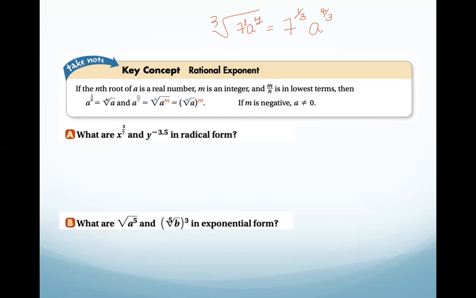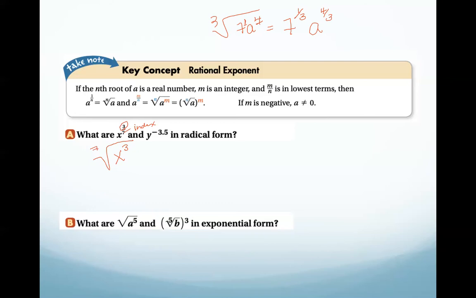So let's look at part A, x to the 3/7. The 3 is in the numerator, it stays in our exponent. The 7 is the denominator, it becomes our index. So we have the 7th root of x cubed. Okay, y to the negative 3.5.